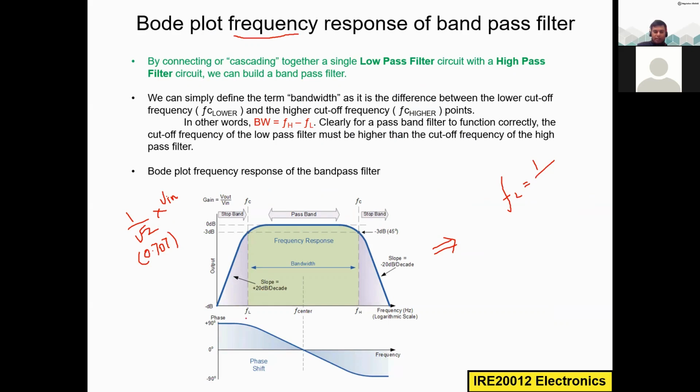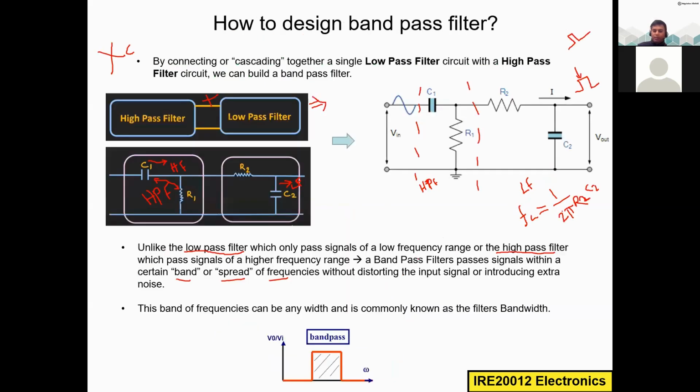Okay, so this is FL and FH. Also we have a cutoff frequency which we can calculate using the same formula, but instead of using R2 C2, we have to use R1 C1. So FH is equal to 1 divided by 2 pi R1 C1. These are the capacitor and resistor used in the high pass filter section of this band pass filter.